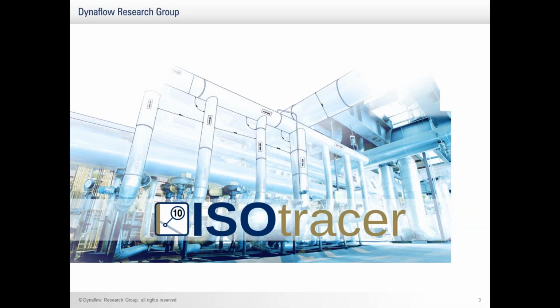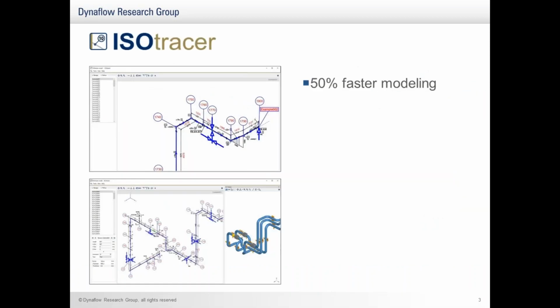So IsoTracer helps us to go quickly from the drawing to the model, and also from the model back to the drawing. Before going to the software, I'll tell you a little about the advantages that we have seen ourselves. We can model our piping systems 50% faster than before. Even colleagues who were really proficient in modeling in CAESAR, in our case, once they were effective with IsoTracer, could really speed up their modeling.